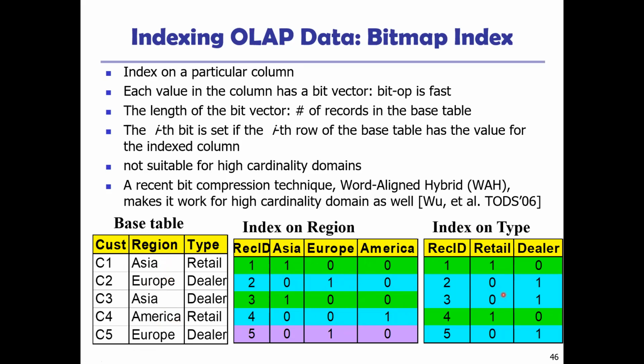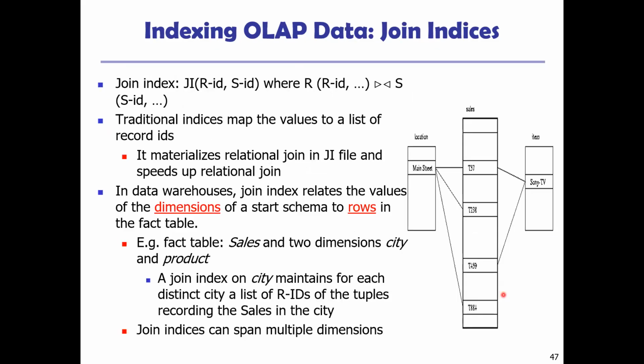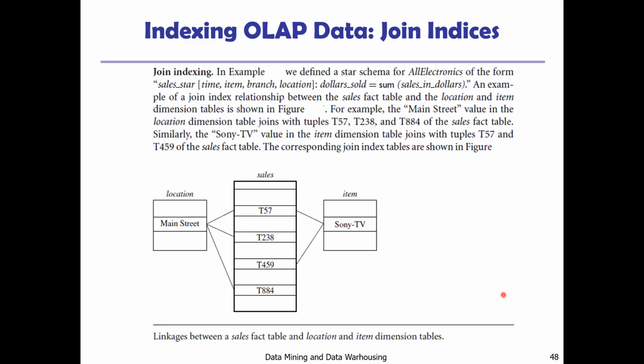Now, this approach or this indexing is not suitable for high cardinality domains, meaning the domains that have too many distinct values. However, there is an upgrade that allows for incorporating high cardinality columns. Indices can be joined for providing ease of access.